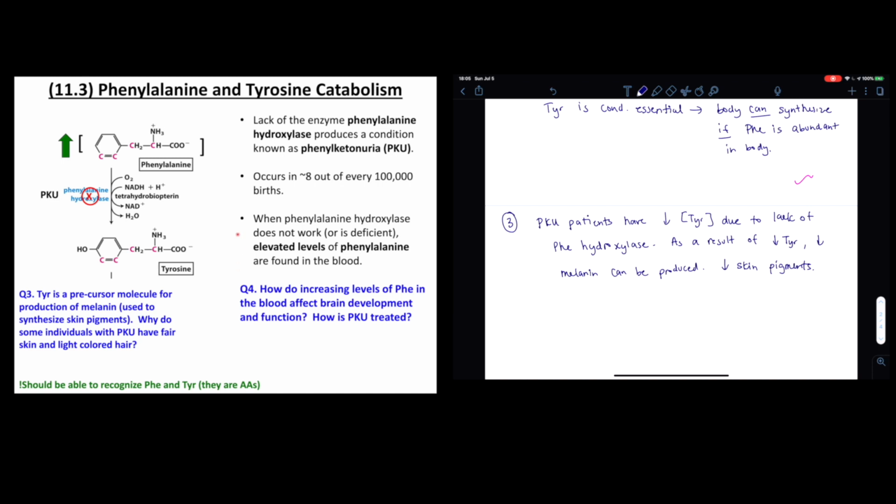Okay. And why is having phenylalanine in the blood dangerous? If you have large quantities of phenylalanine in your blood, how does increasing levels of phenylalanine in the blood affect brain development, and how is PKU treated?